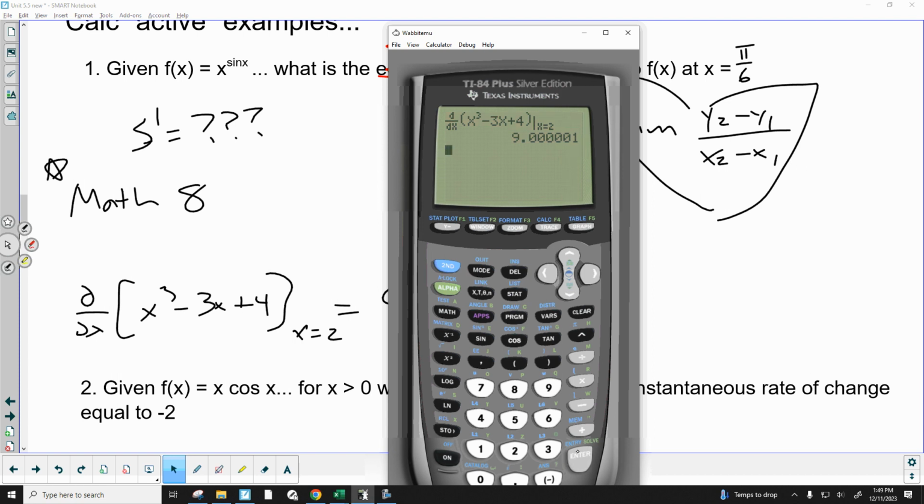Because your calculator approximates. What your calculator did is actually use a slope formula with 2 points close to 2. It didn't use a derivative. It didn't use Newton's discovery of equations. It uses old technology, and it approximates. Your calculator guesses.